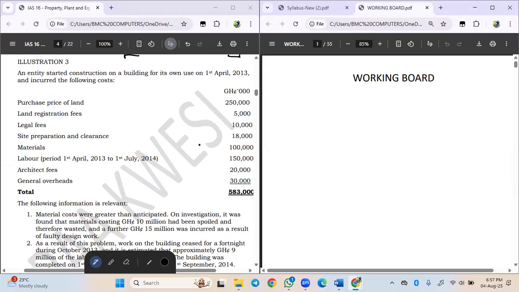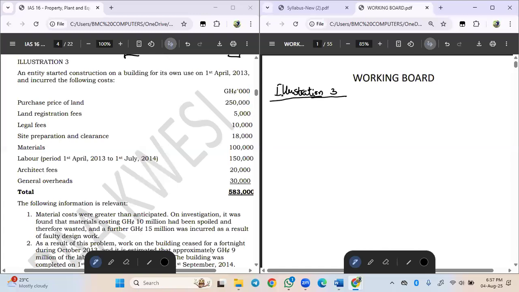Illustration 3. An entity started construction on a building for its own use on 1st April 2013 and incurred the following costs. We have the purchase price of land, land registration fees, legal fees, site preparation and clearance, materials, labor, for the period 1st April 2013 to 1st July 2014, architect fees and general overheads. The following information is relevant.